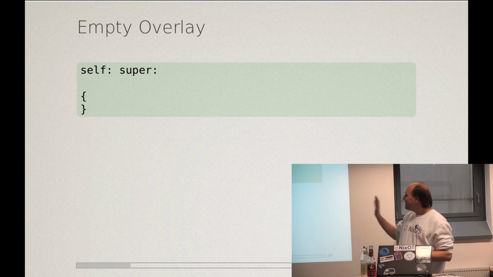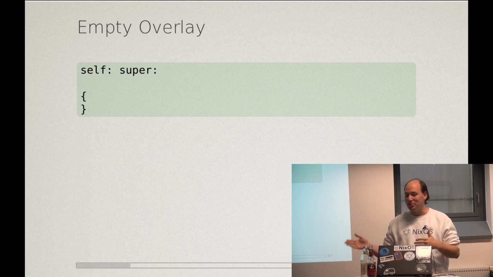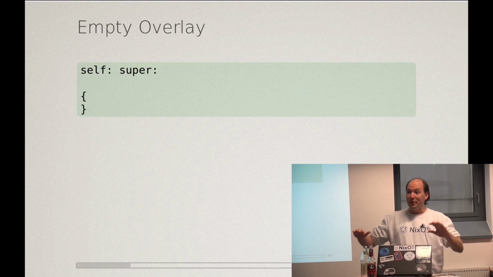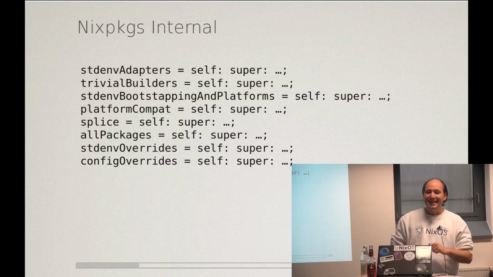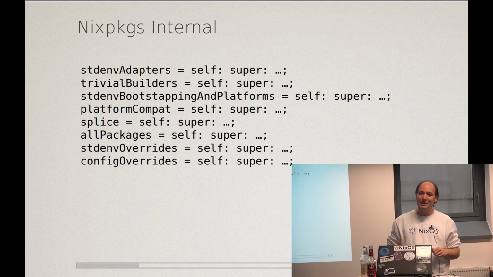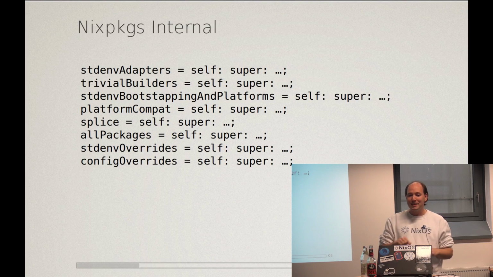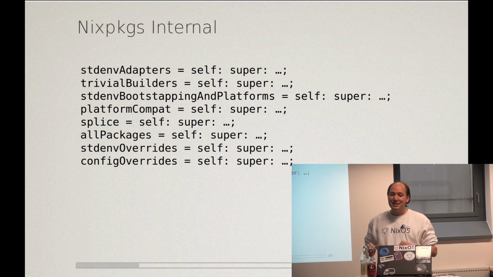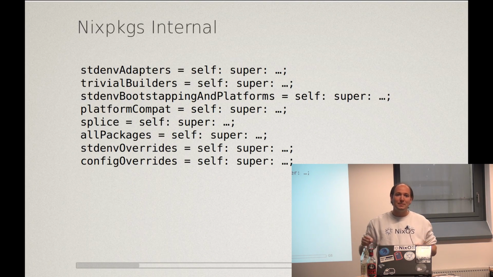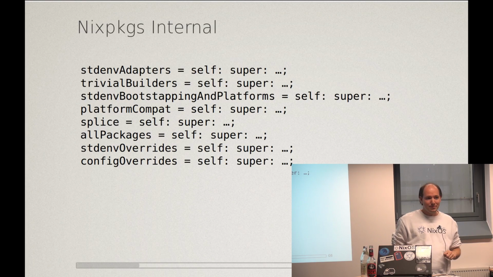So this is the simplest overlay that you can make. It takes two arguments. One is self, the other is super. And you give it an empty set, and you extend Nix packages with nothing. Great. So overlays are not just something that is made up. It's actually the internals of Nix packages. Nix packages is using the overlay system, except that it's doing a mess, which is currently elided in this slide. And it's using the overlay system to basically stage the different levels of Nix packages that we currently have.